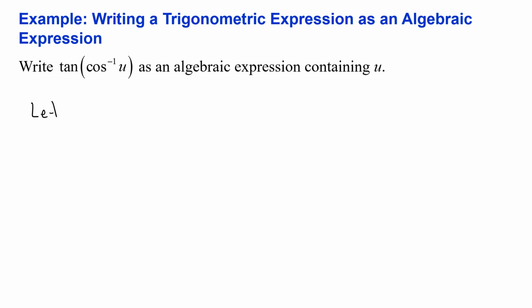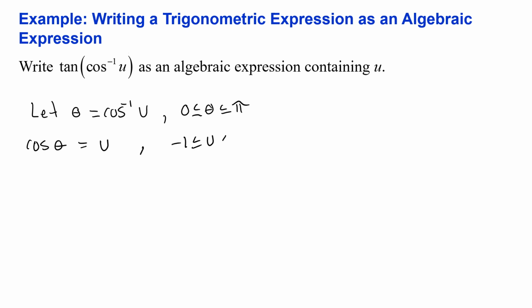So we begin and we say let theta equal inverse cosine of u for 0 less than or equal to theta less than or equal to pi. Therefore, cosine of theta equals u for u between -1 to 1 inclusive. Now we can write tangent of inverse cosine of u equals tangent of theta. Our goal here is to convert the expression tangent of theta into a form that involves only cosine terms, since cosine of theta equals u, and this problem wants us to write an algebraic expression containing u.